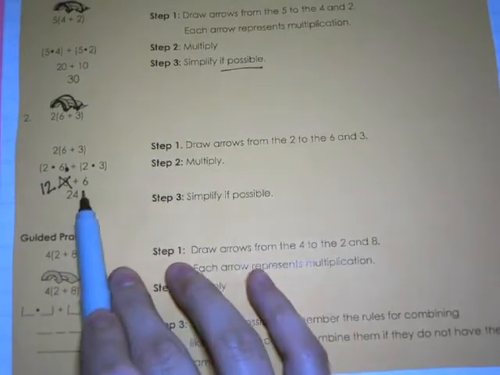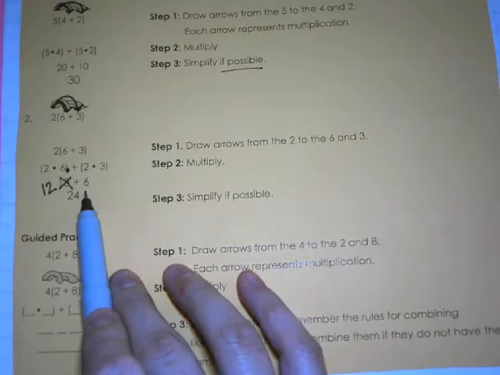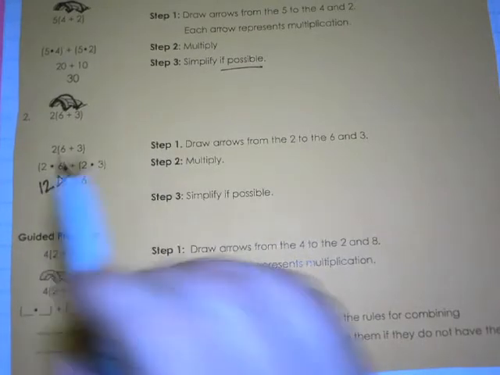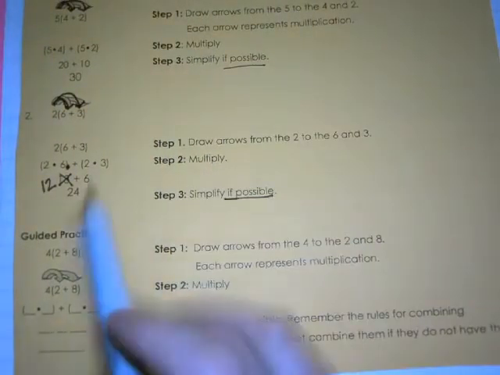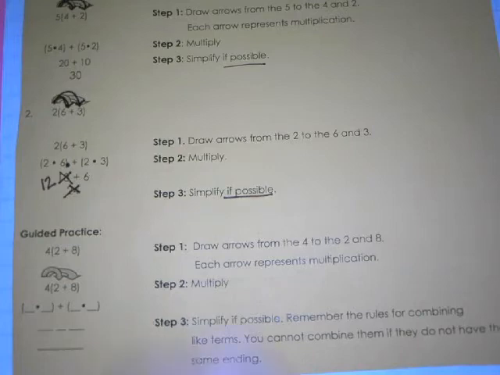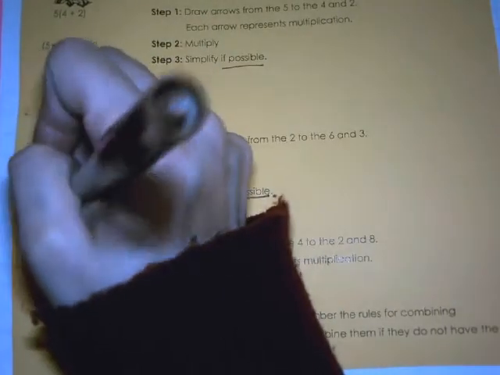Then you do the same thing with the other one. It's 2 times 3. And what's 2 times 3? 6. And then we do what together? We simplify them. So what's 12 plus 6? So my answer is 18.